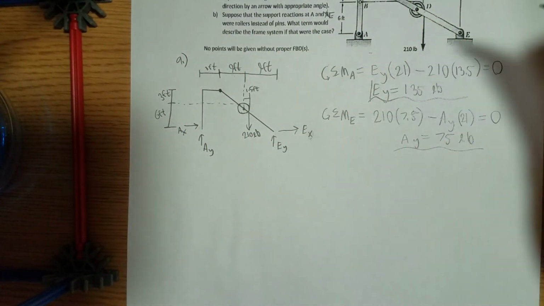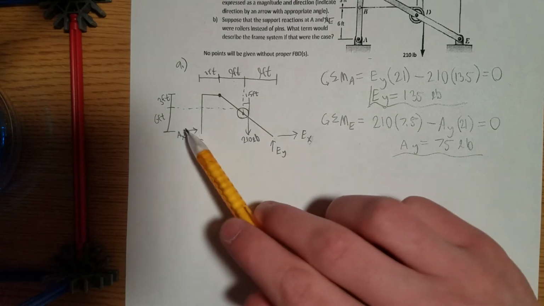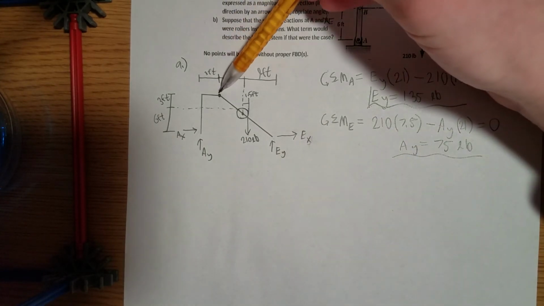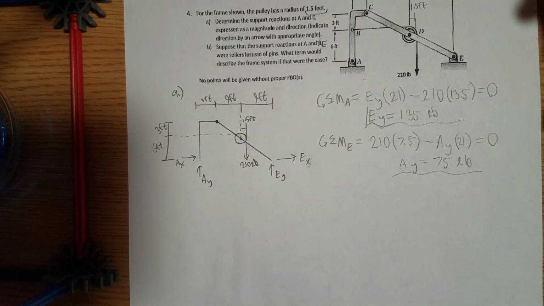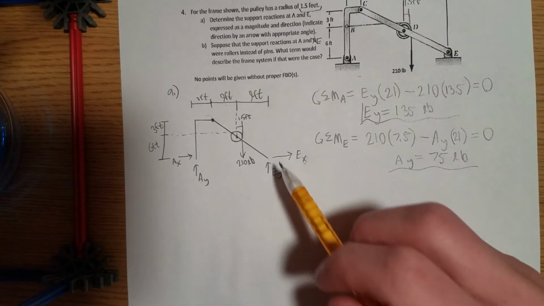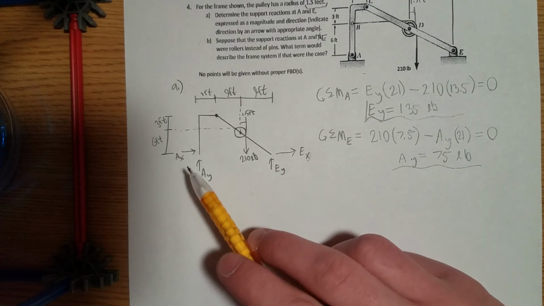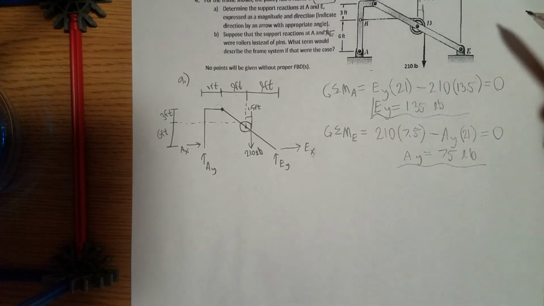This is EX. We can't take the moments about these points because in the X direction these are in the same line, so they don't cause a moment. And we can't take the moment about here because we'd have AX and EX both included in the equation. And we can't take the sum of the forces in the X because AX and EX are both in that direction.